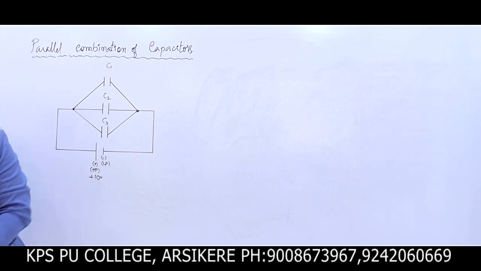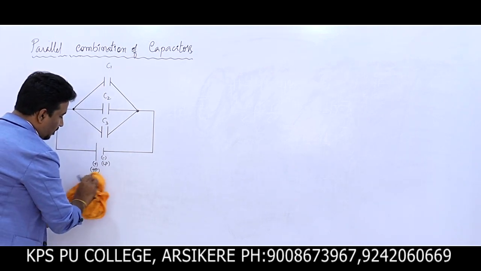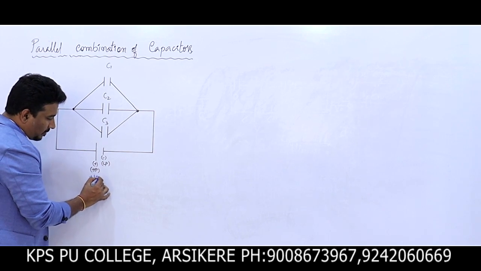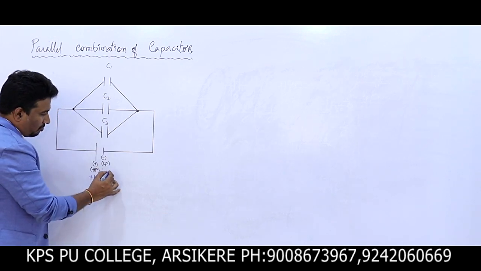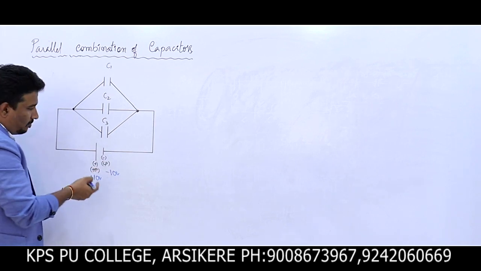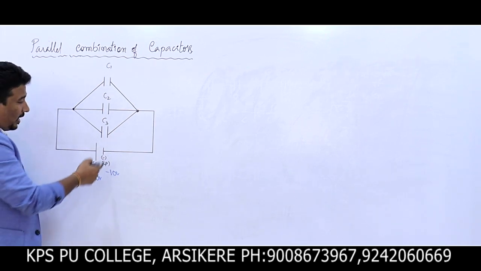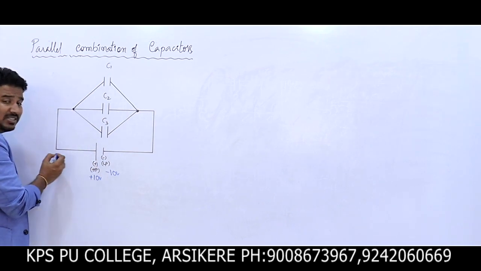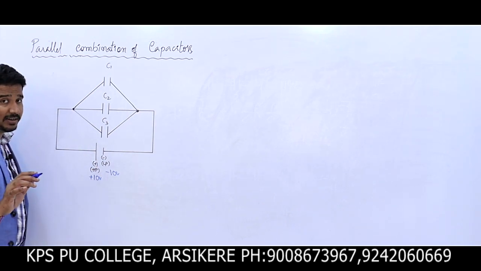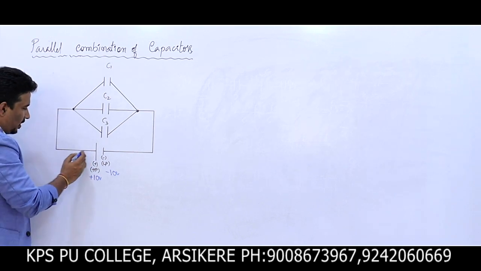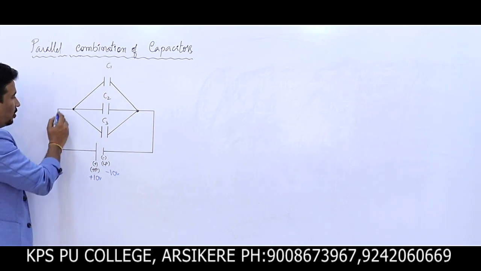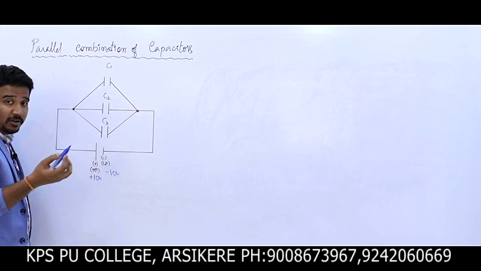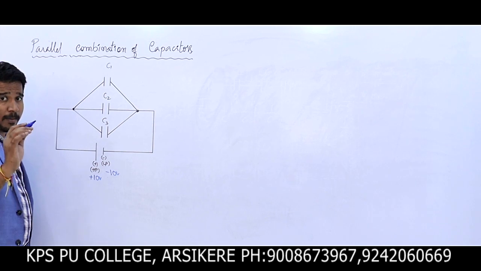So let me write that in a different color. Potential of this terminal I will take plus 10 volt and this is minus 10 volt. Positive terminal has 10 volt and negative has minus 10 volt. Look here, when I travel from this point to this point, this is the wire, this is the conductor, and conductor has negligible resistance. So here there is no resistance, no work done. Up to here they will not have potential drop.